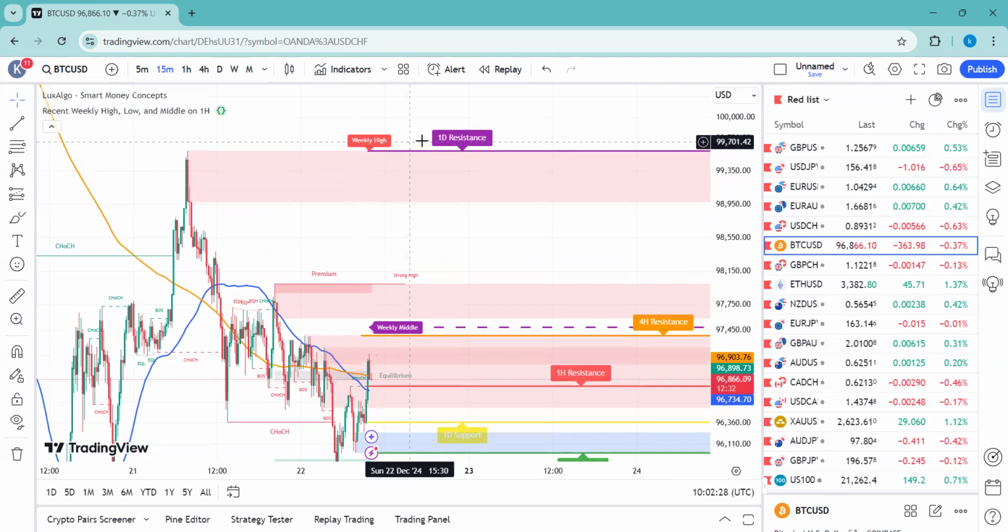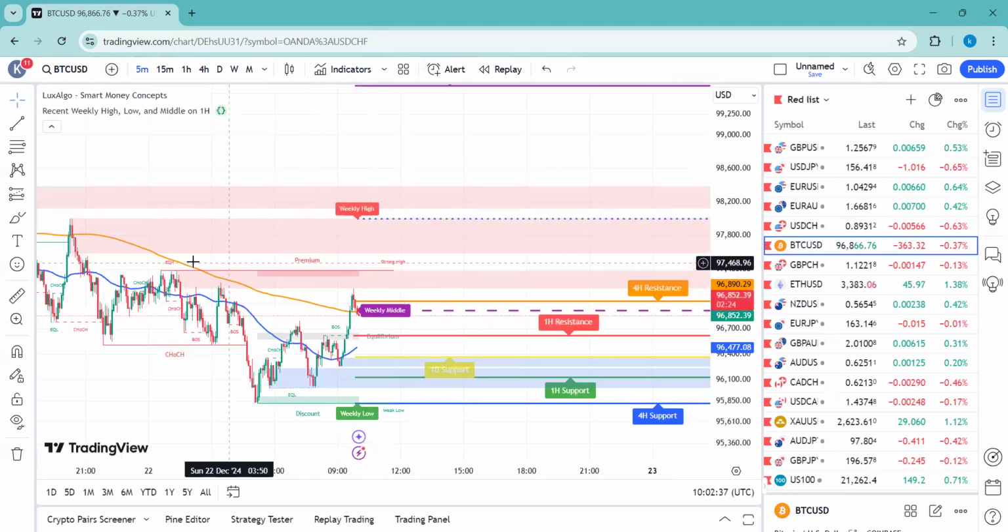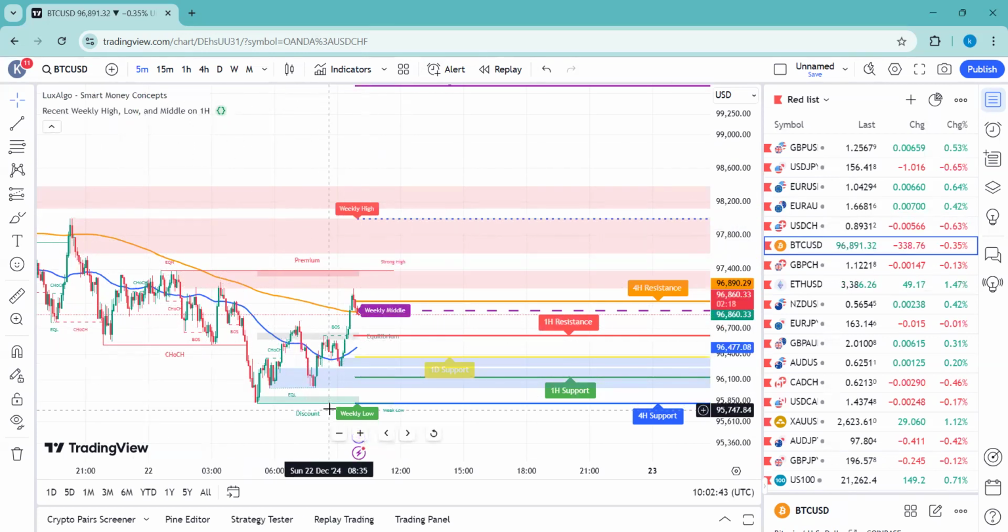Okay, the weekly high over here and one daily resistance. So price must test what the daily was support. Okay, let's go back to the 5 minute time frame. You can see from the 5 minute time frame, price created the weekly high over here and price must test the weekly low.